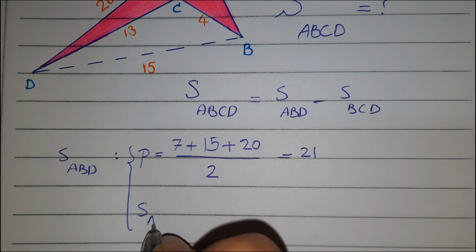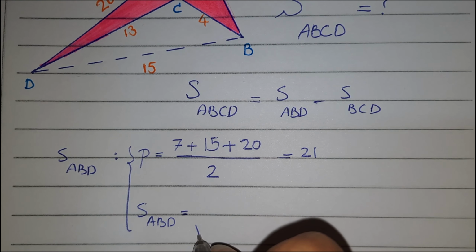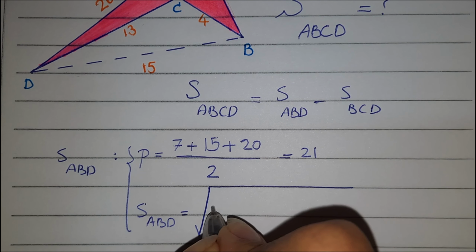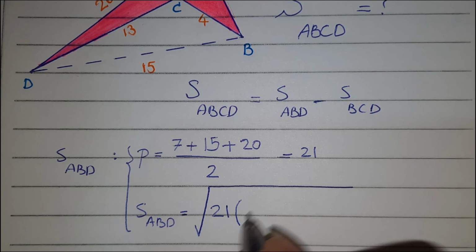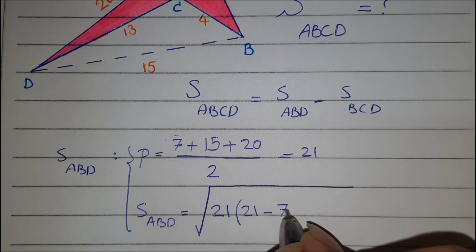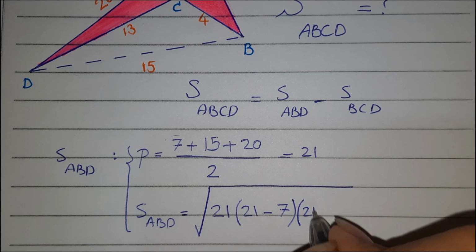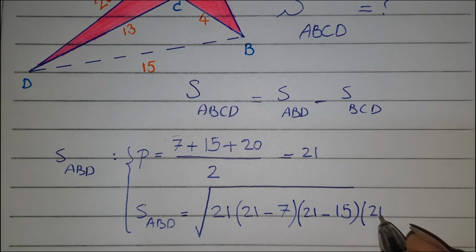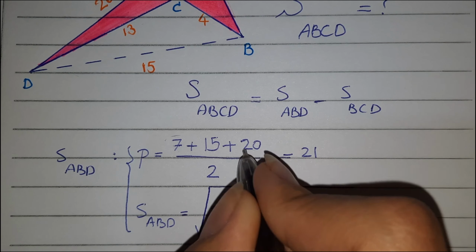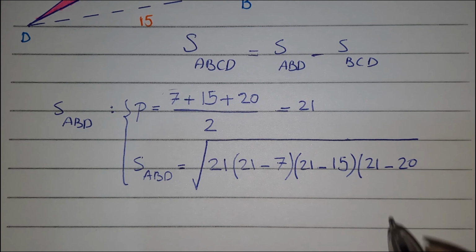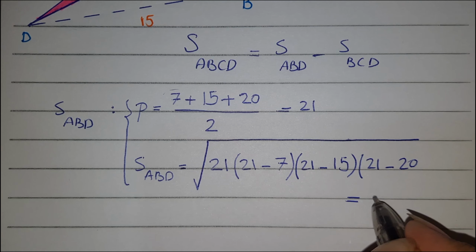To get the area, we put radical 21, which is P, and we multiply by P minus each side: 21 minus 7, 21 minus 15, 21 minus 20. As a result, the area of triangle ABD is equal to 42.